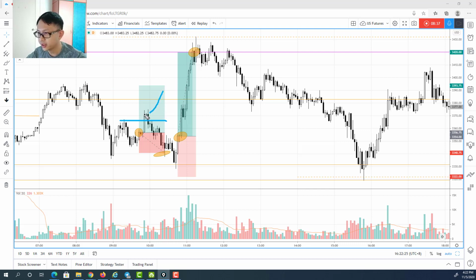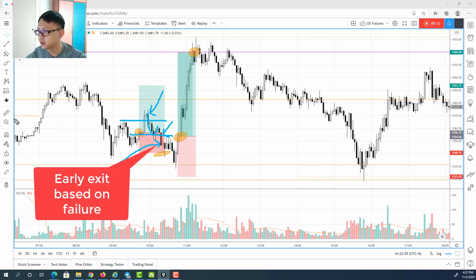Right after the breakout, we see this failure break back in, and I did not close the trade immediately because I wanted to give it a bit of buffer, especially during the volatile session. You can see that subsequently the reaction tested the previous resistance and support and attempted to reverse from there, but it did not happen. In fact, there is a failure right there.